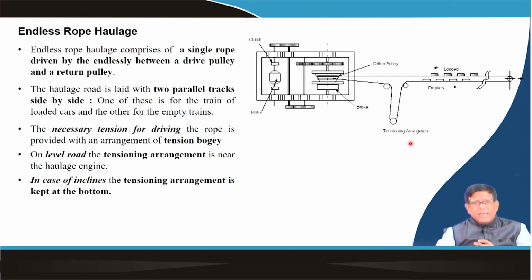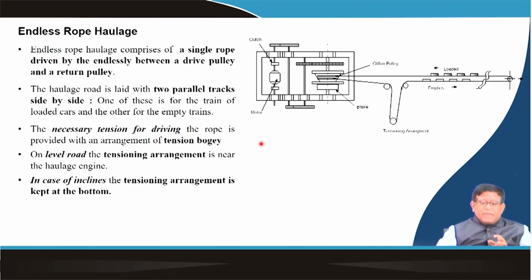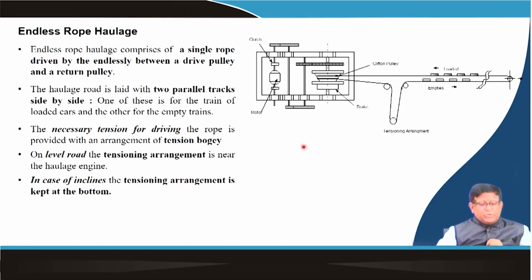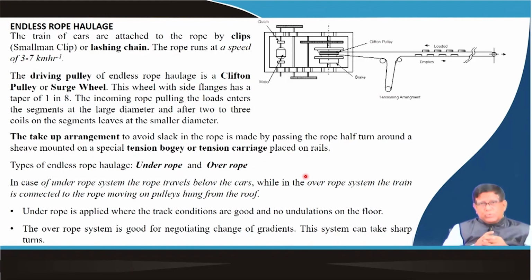On that basis, to increase that tension, this type of system is called a take up. You have seen in the conveyor belt also this gravity take up. This arrangement is there in an endless rope haulage. So here also you will have to have two parallel tracks and maintain the tensioning arrangement. That is exactly the endless rope haulage, the main requirement being to maintain the two tracks and maintain the tension.